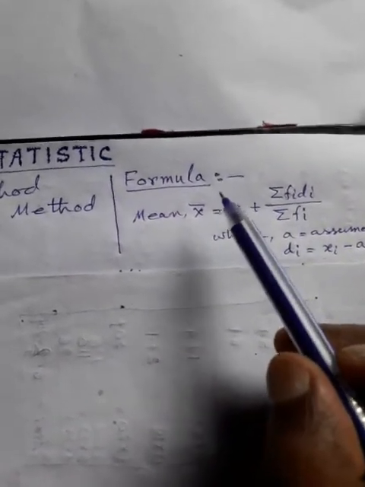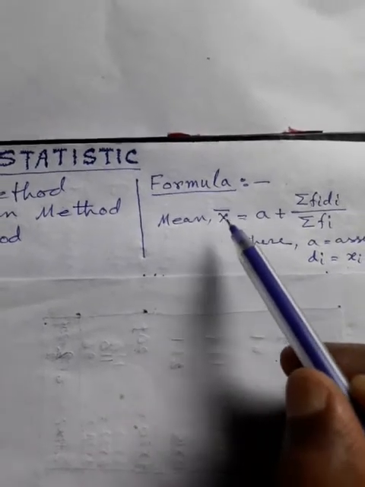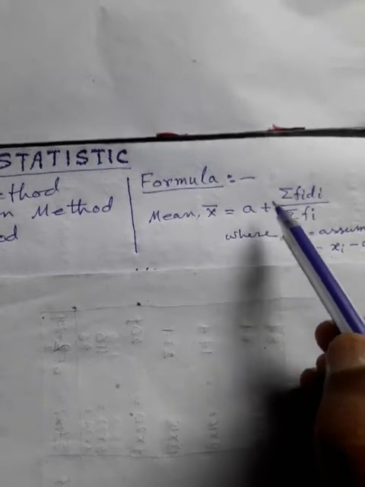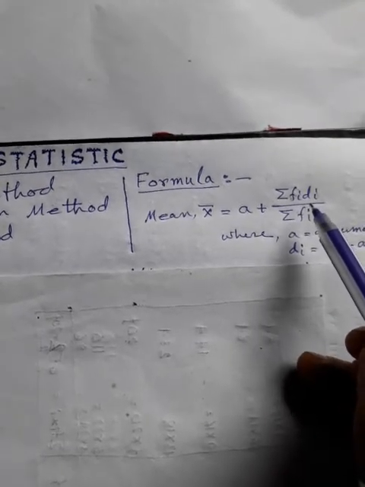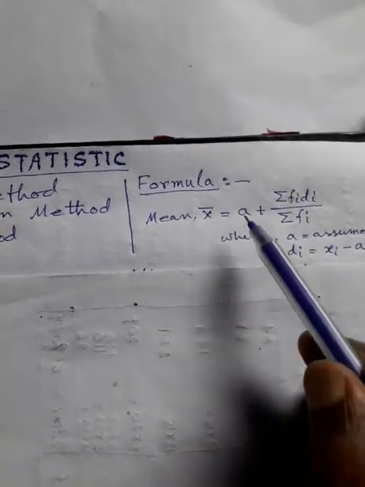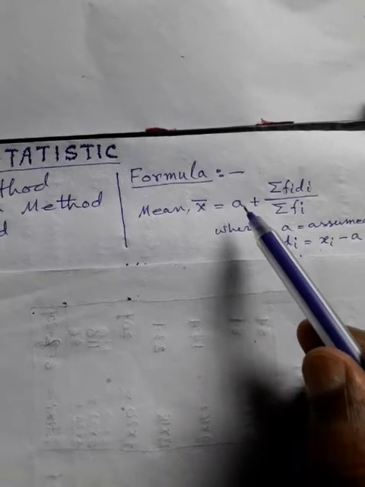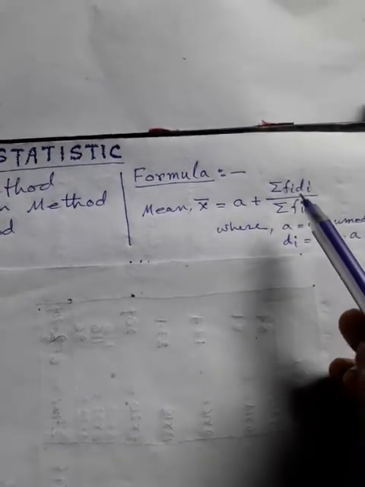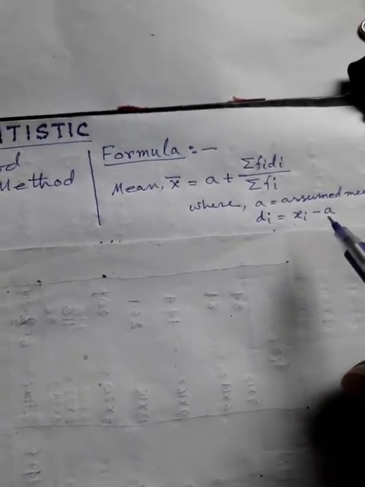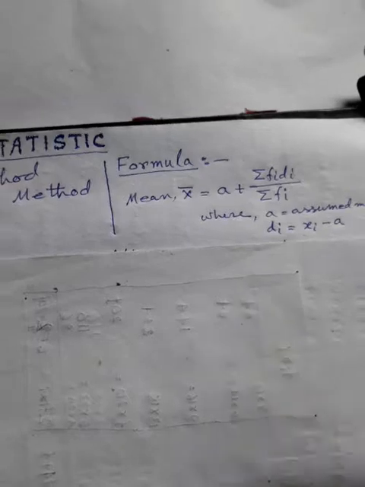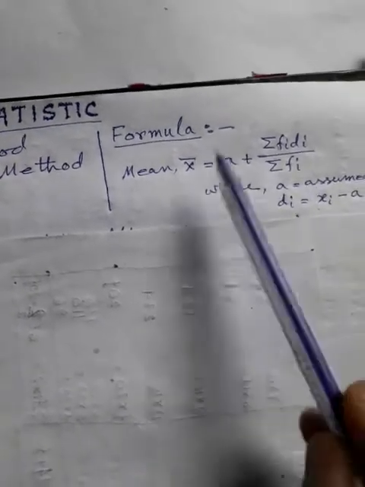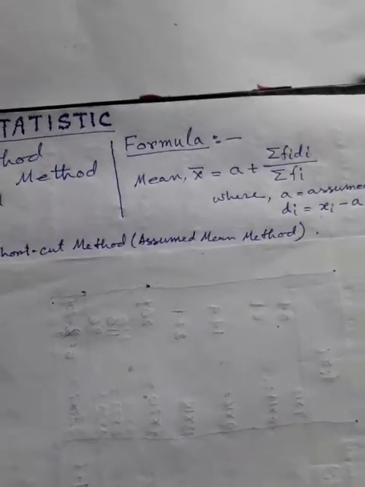The formula is mean x bar is equal to a plus summation of fi di divided by summation of fi. Here this a is called the assume mean, and di is equal to xi minus a. Now we apply this formula and solve question number 10.